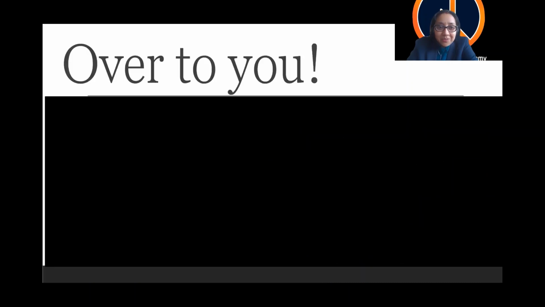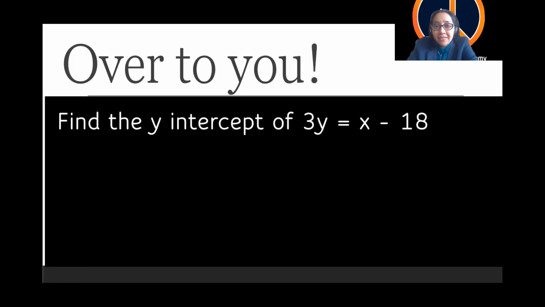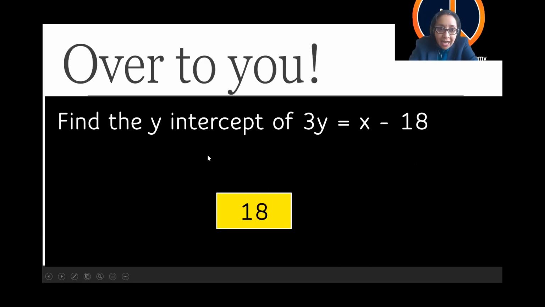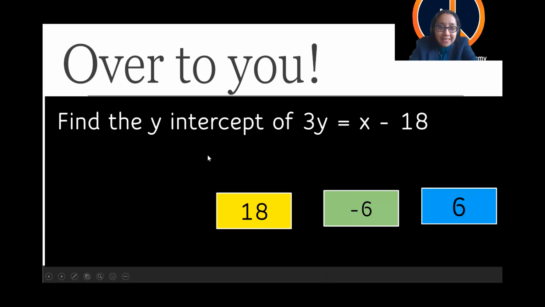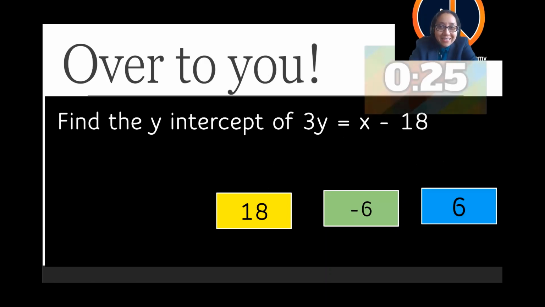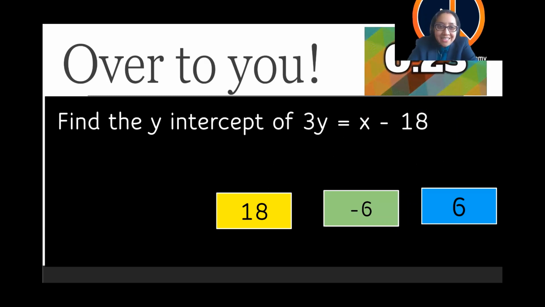Now, let me see how you have understood. This is a line whose equation is 3y is equal to x minus 18, and you have to calculate the y-intercept. Options are 18, minus 6 and 6. Your time starts now. Write down the answer in the chat. Let me see how many of you have understood it correctly. Try your best.